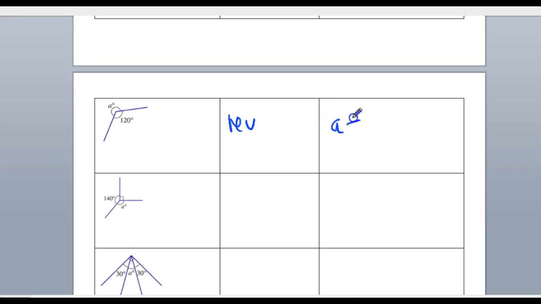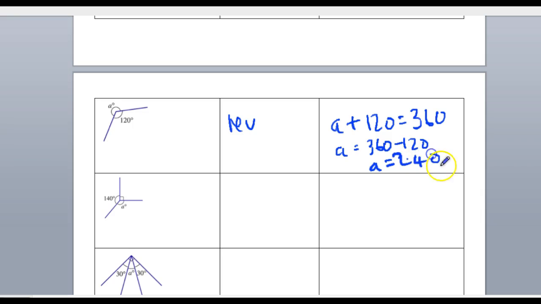And that means that A plus 120 is equal to 360 degrees. And to find out what A is, you can just take away 120 from 360. So A is equal to 240 degrees. Here is a little bit different, okay? So we're looking at revolution angles because we're looking at all the way around to get A. So we have A plus 140 plus a 90-degree angle is equal to 360.